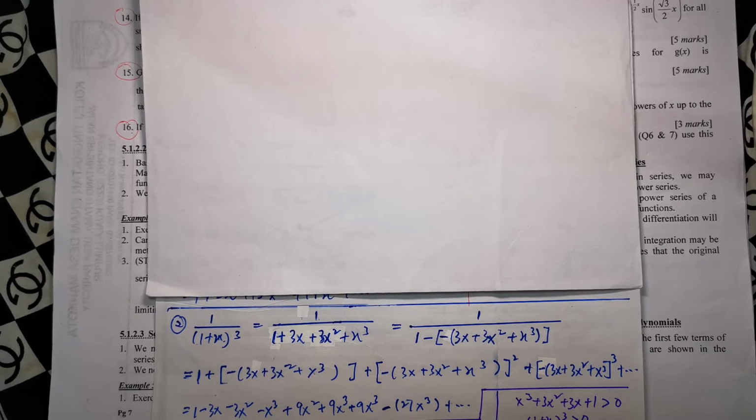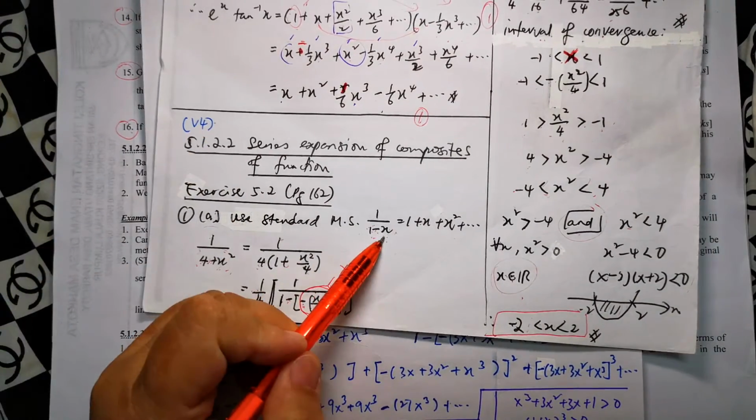Okay? Question 2. This is a function that we are going to find. We need to find the expansion. Like just now, if you compare to all the standard Maclaurin series, you know that there is only one that we can use. Same like question 1a. You know that only this one we can use.